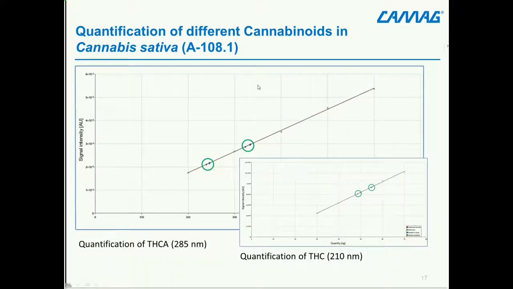And here is one of the results if we not just do the limit test, if we do multi-level calibration. So this is now 5-point calibration for THC acid measured at 285 nanometers and quantification of THC measured at 210 nanometers. Then in these green rings, we have the samples applied in triplicates, and then you can quite precisely analyze those cannabinoids in your cannabis samples.